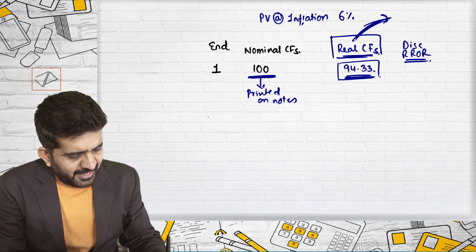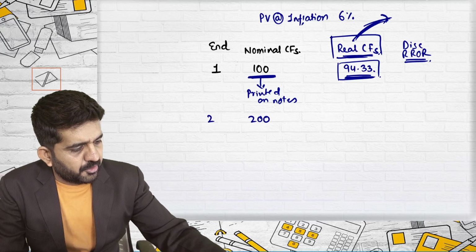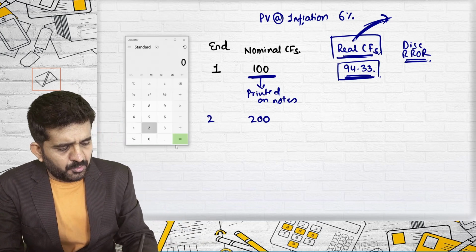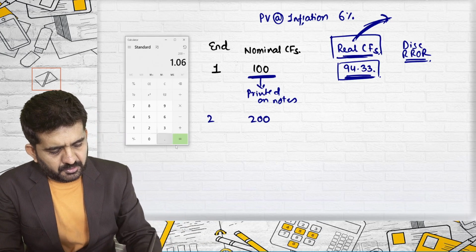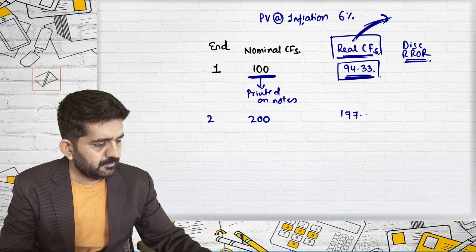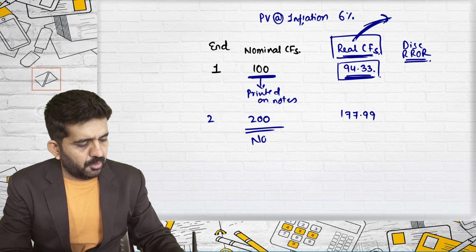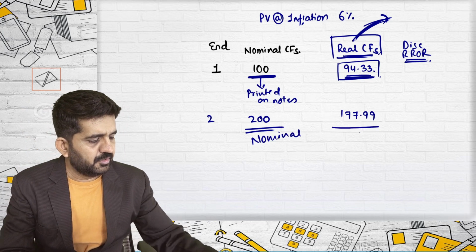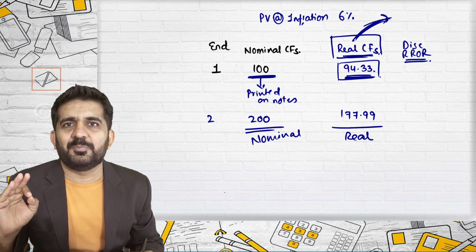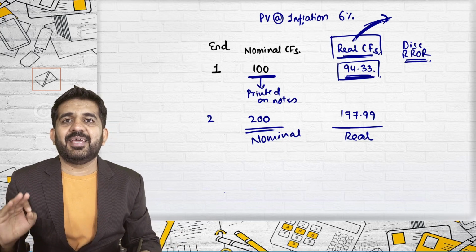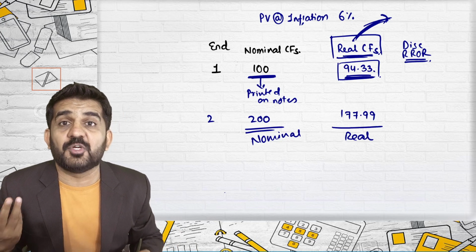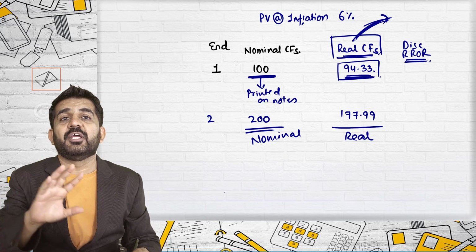Sir, if at the end of the second year I was having 200 rupees, convert it into real cash flows. Discount at 6% for 2 years. So 200 divided by 1.06 is equal to 177.99. This is nominal. A 200 rupees note will have a real value of 177.99 after 2 years if you ignore inflation.